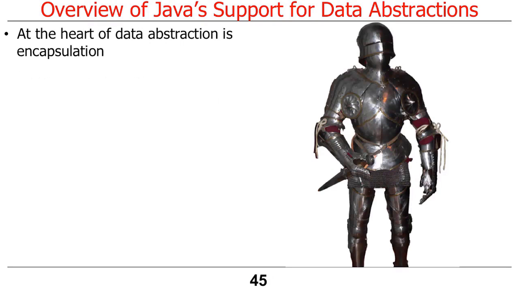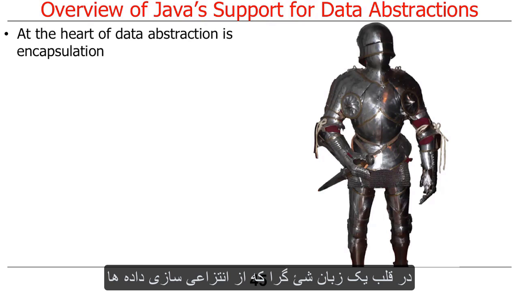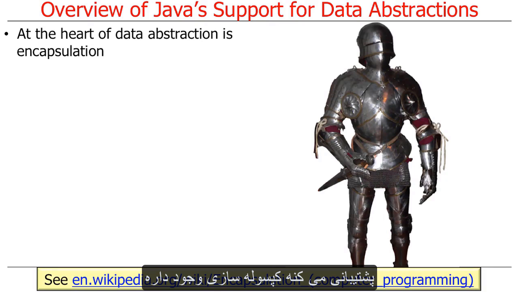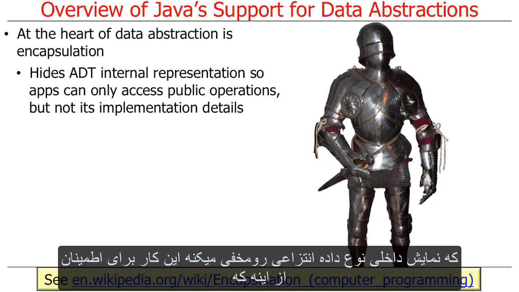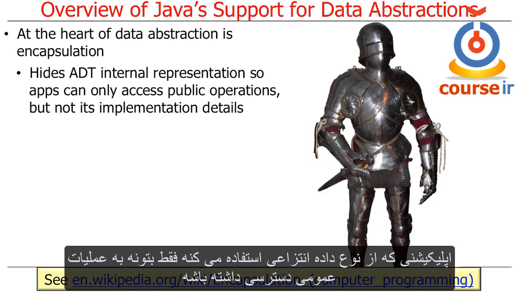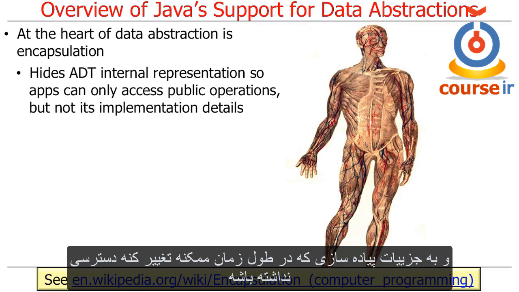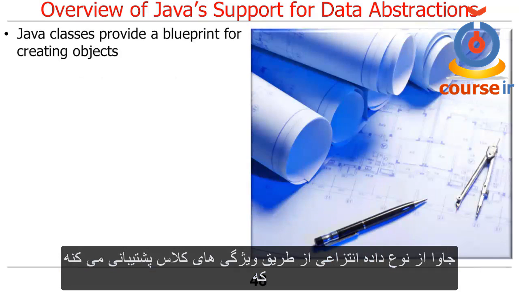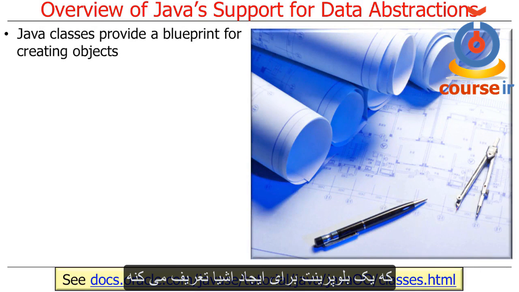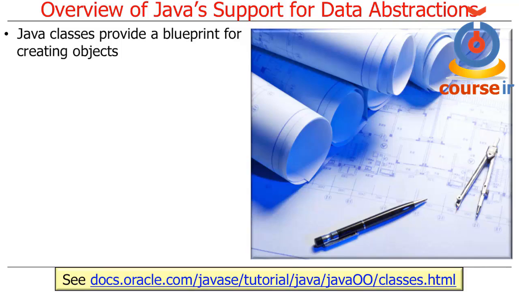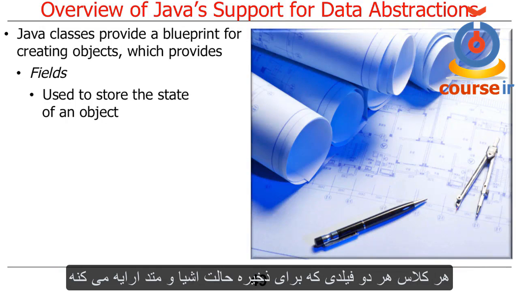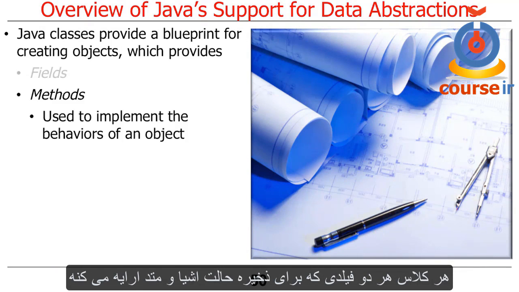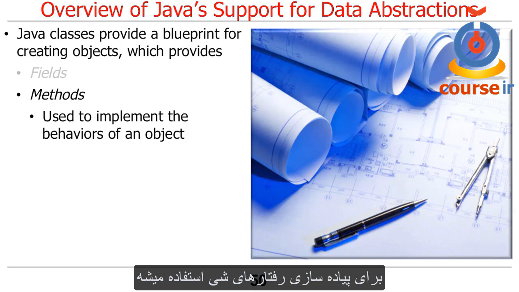At the heart of an object-oriented language's support for data abstraction is encapsulation, which hides an ADT's internal representation to ensure apps using the ADT can only access its public operations and can't access any of its implementation details that may change over time. Java supports ADTs via its class feature, which defines a blueprint for creating objects. A class provides both fields, which are used to store the state of an object, and methods, which are used to implement the behaviors of an object.